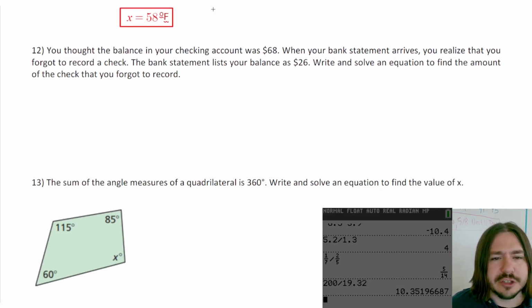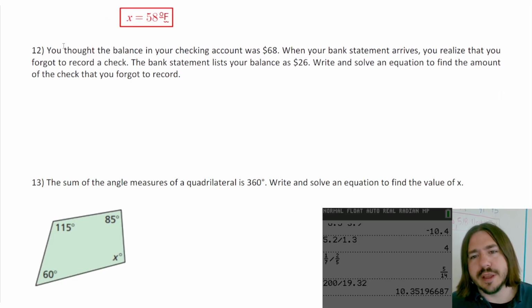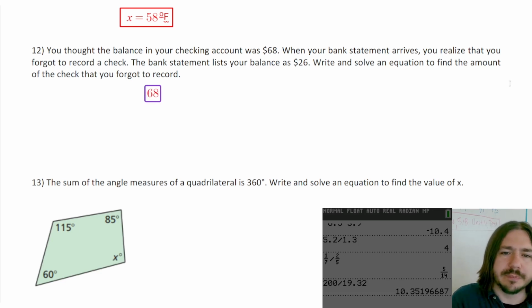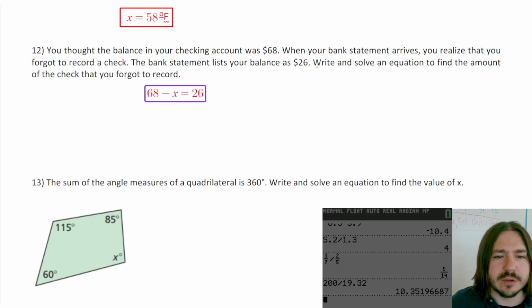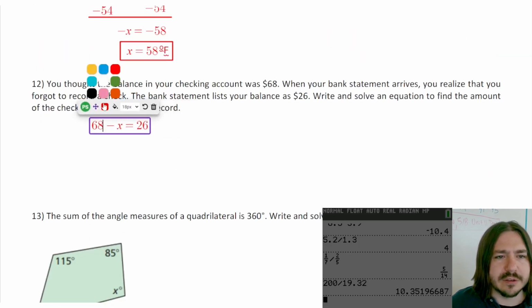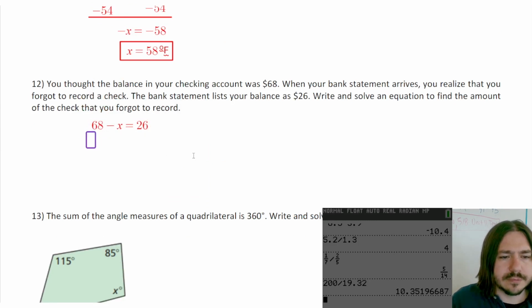You thought the balance in your checking account was $68. When your bank statement arrives, you realize that you forgot to record a check. Oh, no. The bank statement lists your balance as $26. Write and solve an equation to find the amount of the check that you forgot to record. So 68 minus some unknown amount is going to equal 26. So just like in the last problem, we are going to subtract 68, that constant, from both sides. So I'm going to write minus 68 on both sides.